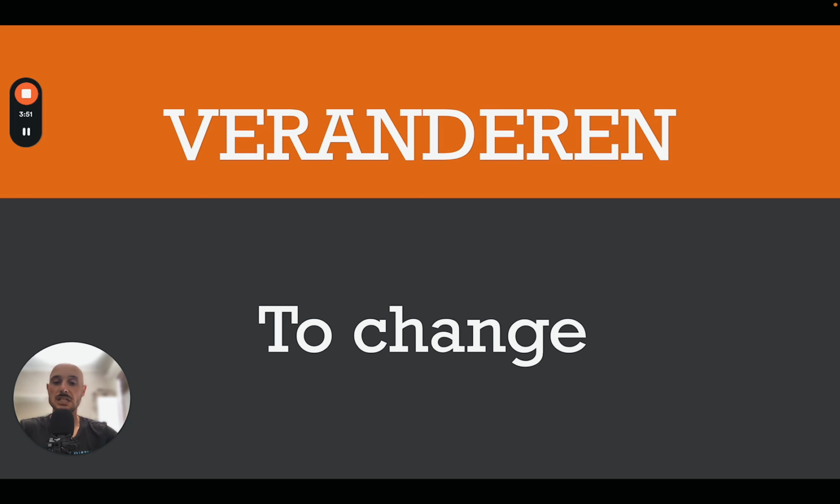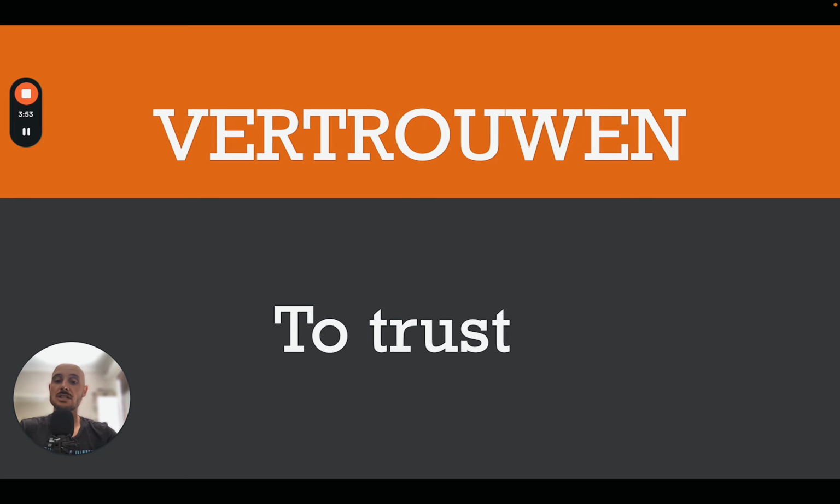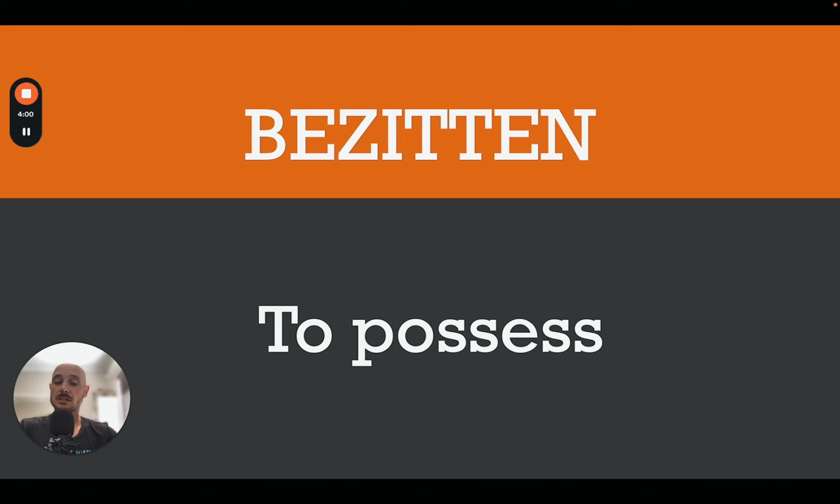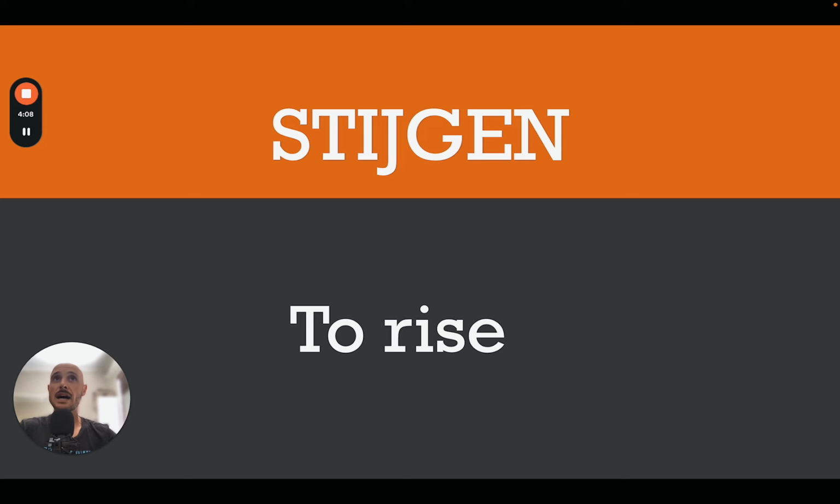Veranderen is to change. There's another one which is to trust. To trust is vertrouwen. Vertrouwen is to trust. We continue, and if you possess something, then you can use the Dutch verb bezitten. Bezitten is to possess. Then when something rises, when something goes up, when something ascends, then we can say stijgen.